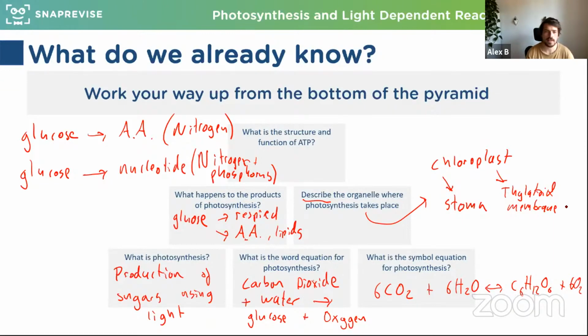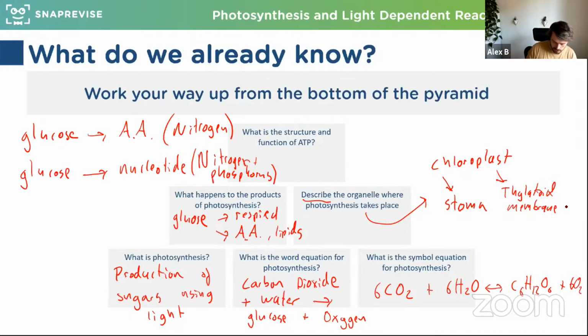The light independent is a bit of a misleading name. It doesn't directly need sunlight to work, but it uses the products of the light dependent reaction. So if you don't have light, you also can't do the light independent reaction for very long. So yeah, a bit of a misnomer.